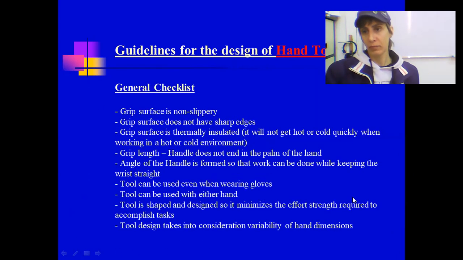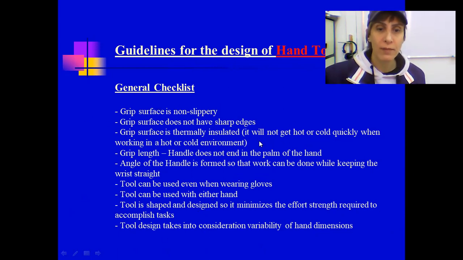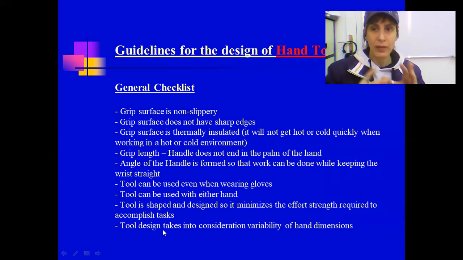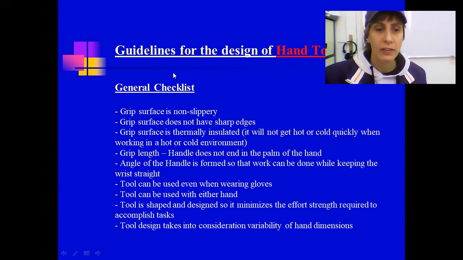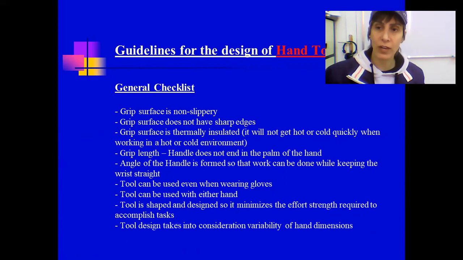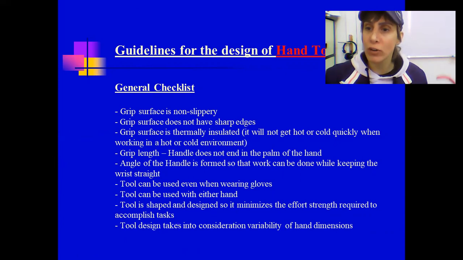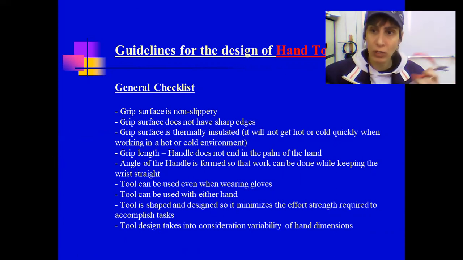General checklist. This general checklist is just a simple checklist written down for you to check when you design a hand tool, okay? Did I do this? Did I do this? Did I do this? You just read it through. Now, it's a general checklist, meaning that not always all of these will apply to your hand tool. Sometimes there are other choices you need to make, but it helps to keep you on track when you're designing a hand tool, to make sure that you took into consideration the important points that you need to consider.